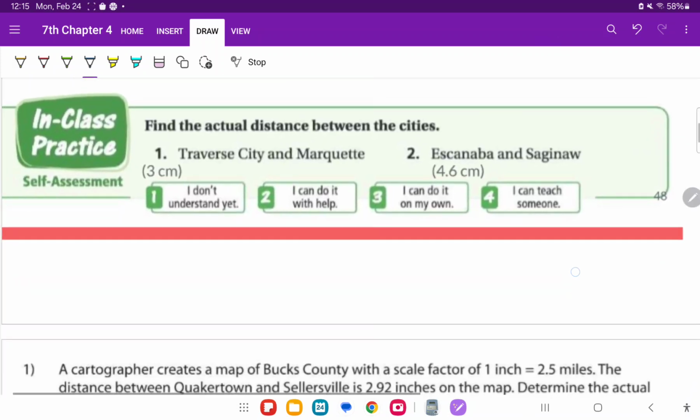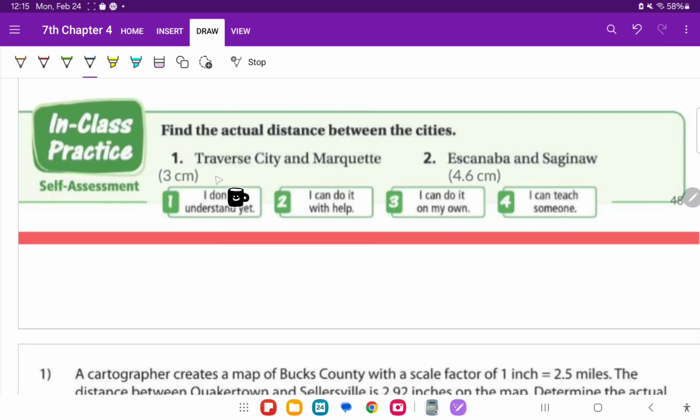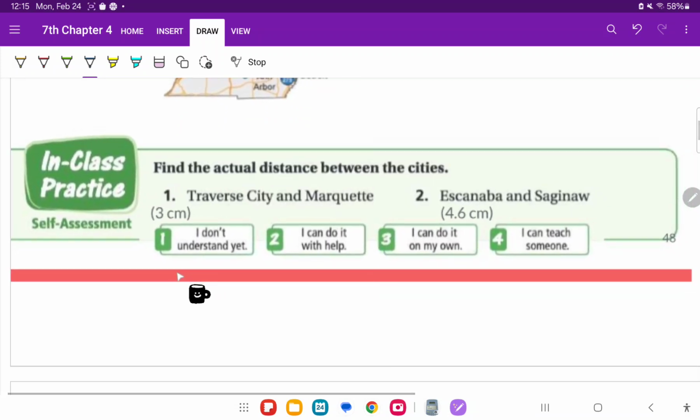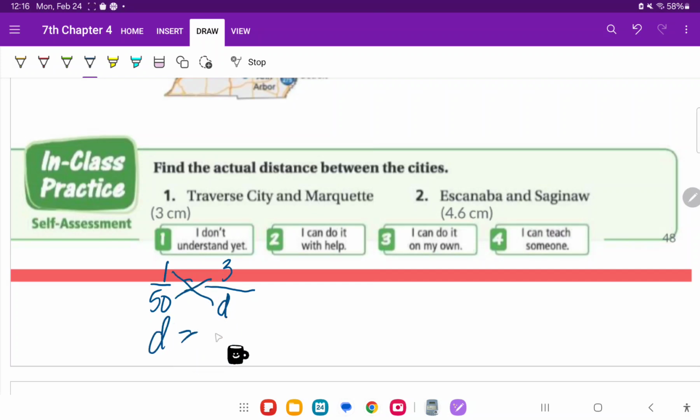Okay, so we want to do a couple more of these. If we look at number 1, we're going to use the same scale right here, 1 centimeter to 50 miles. They give us the centimeters on the map, which is 3 centimeters, and we're looking for that distance. So we're going to cross multiply again. 1 times D is D, and 50 times 3 is going to be 150 miles.